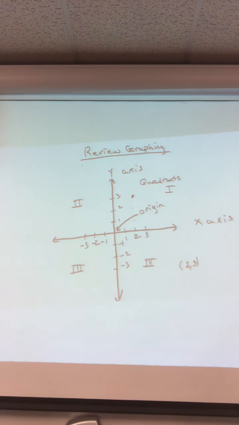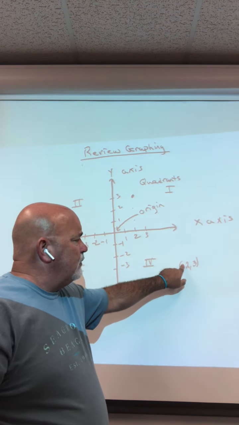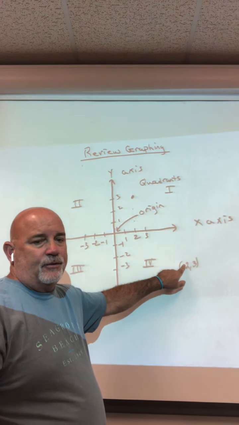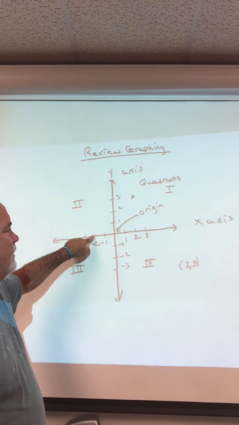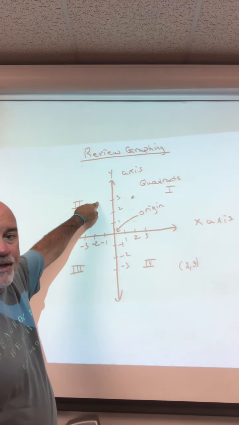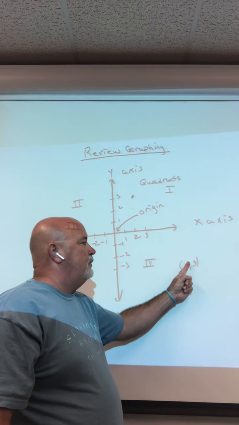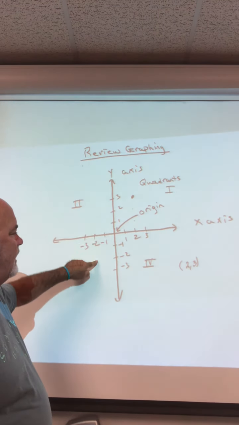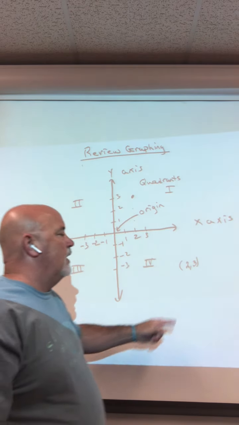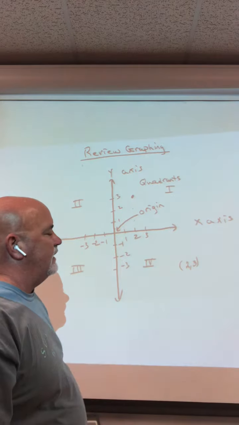So that point right there is located in which quadrant? Quadrant 1. Now, what if it was negative 2, 3? Negative 2, 3 would be 2 to the left and up 3. And that's where that point would be. Now, what if it was negative 2, negative 3? Be to the left 2 and then down 3. What if it was positive 2, negative 3? Then it'd be 2 to the right and down 3.